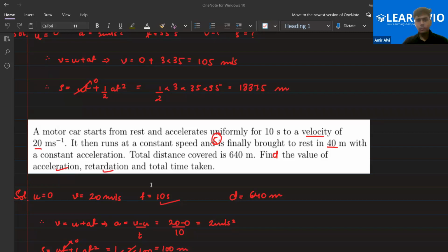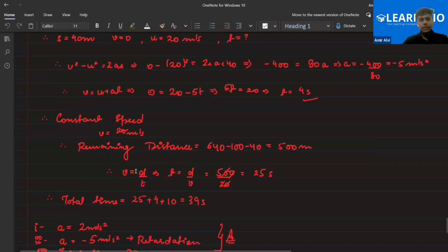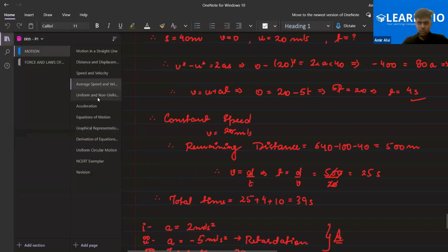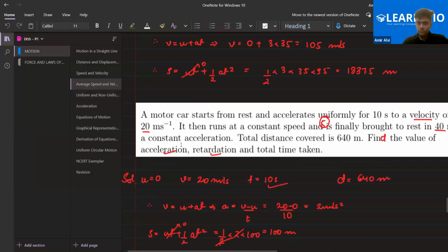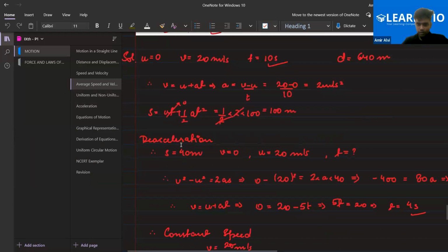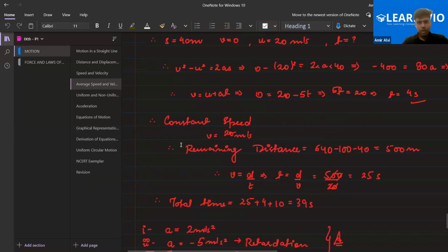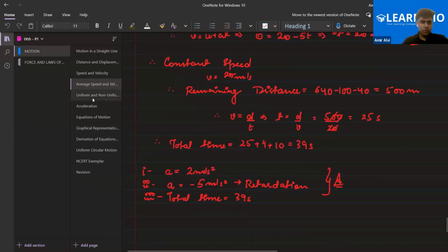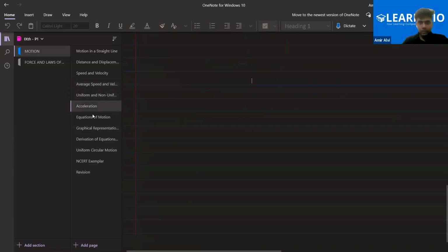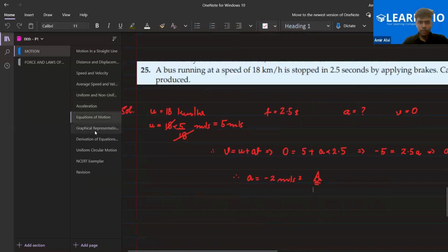Okay, let's revisit a little bit. So we have done the equations of motion so far, right? So let's do the question based on the... This was the average. No, this was not average. So let's do the question. Uniform and non-uniform acceleration equations of motion we have already done in the last class.